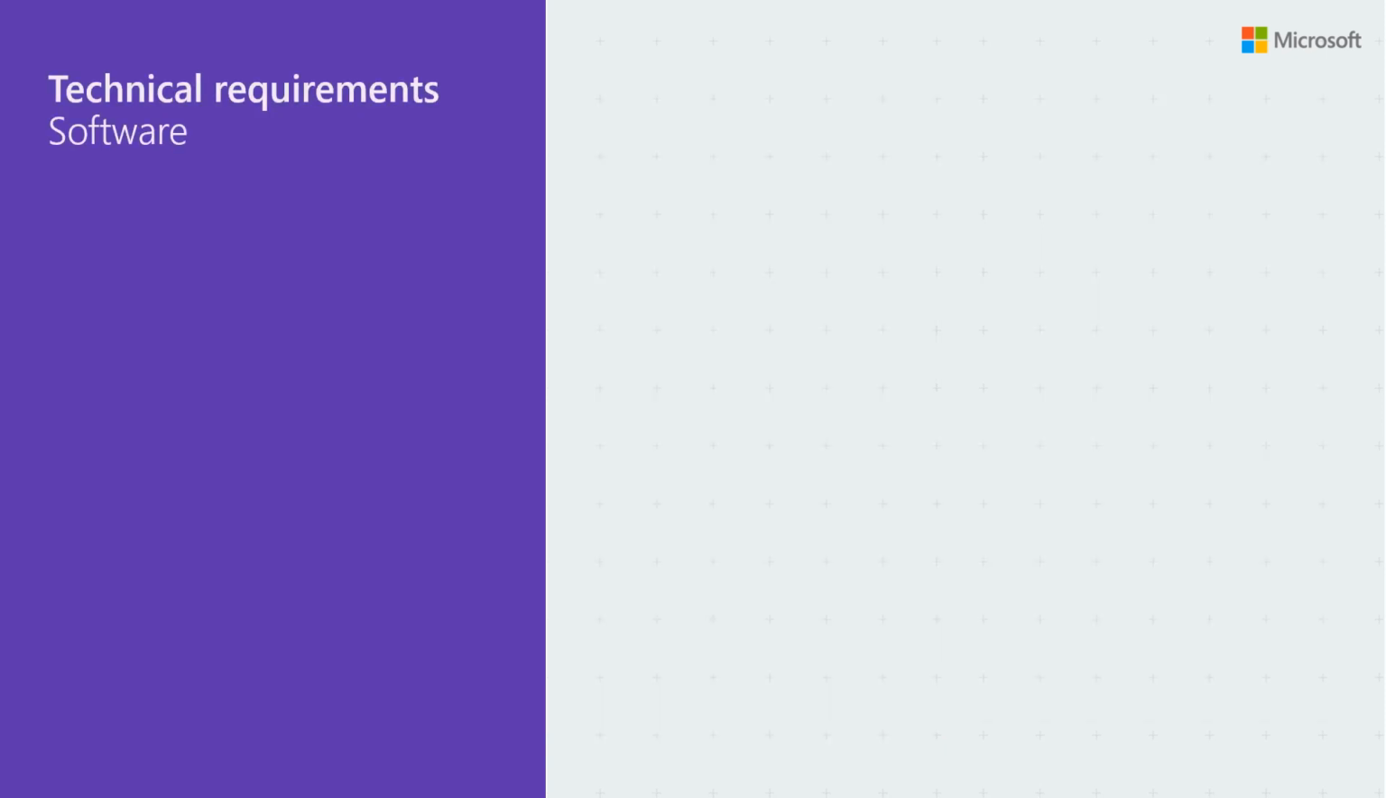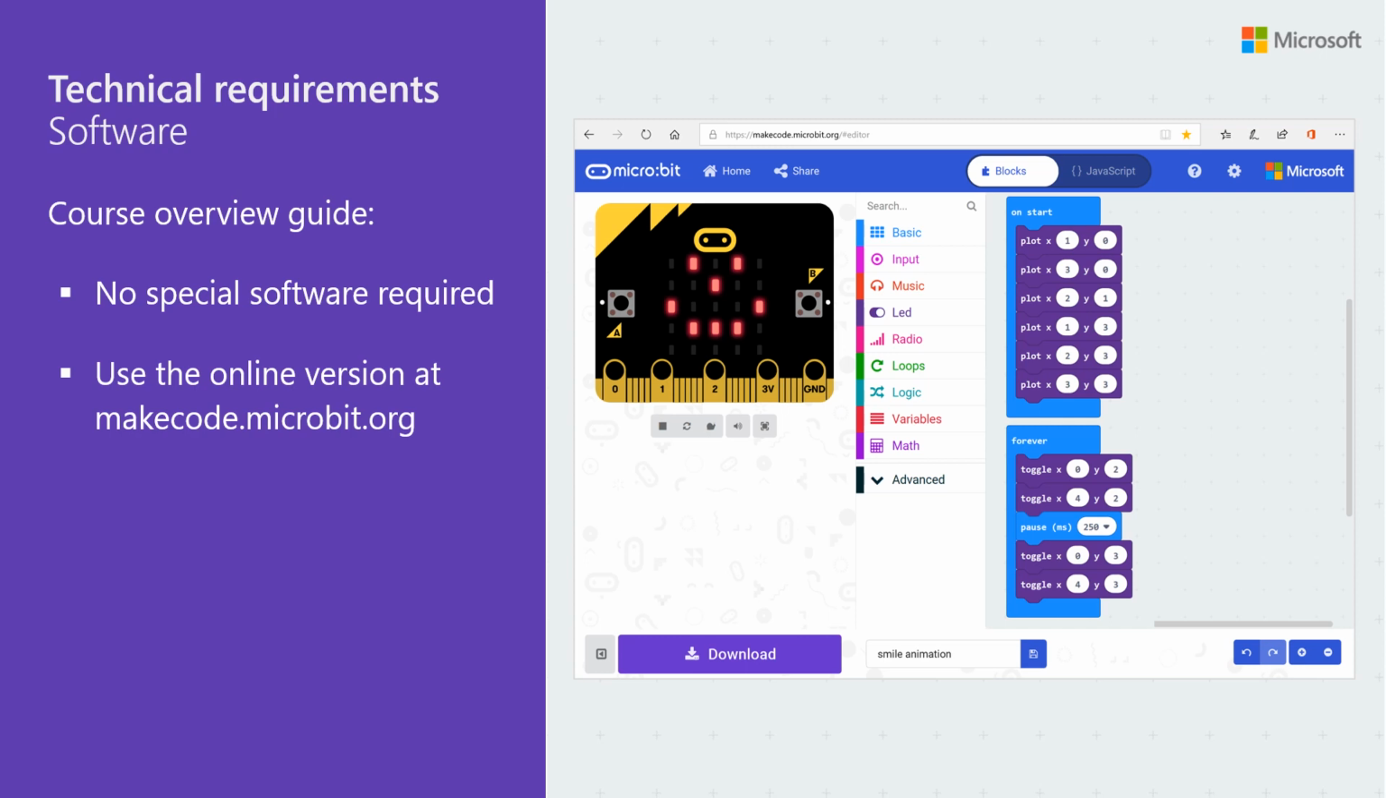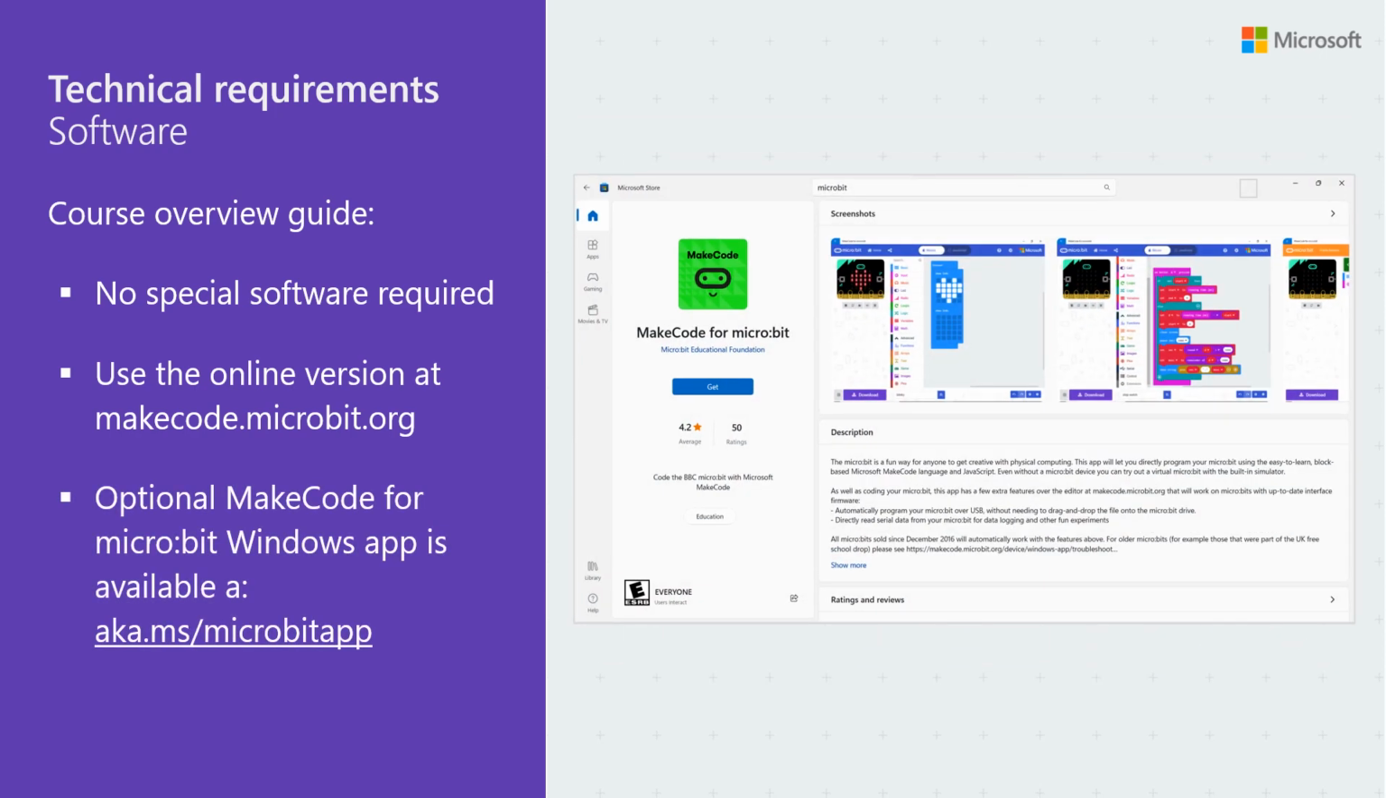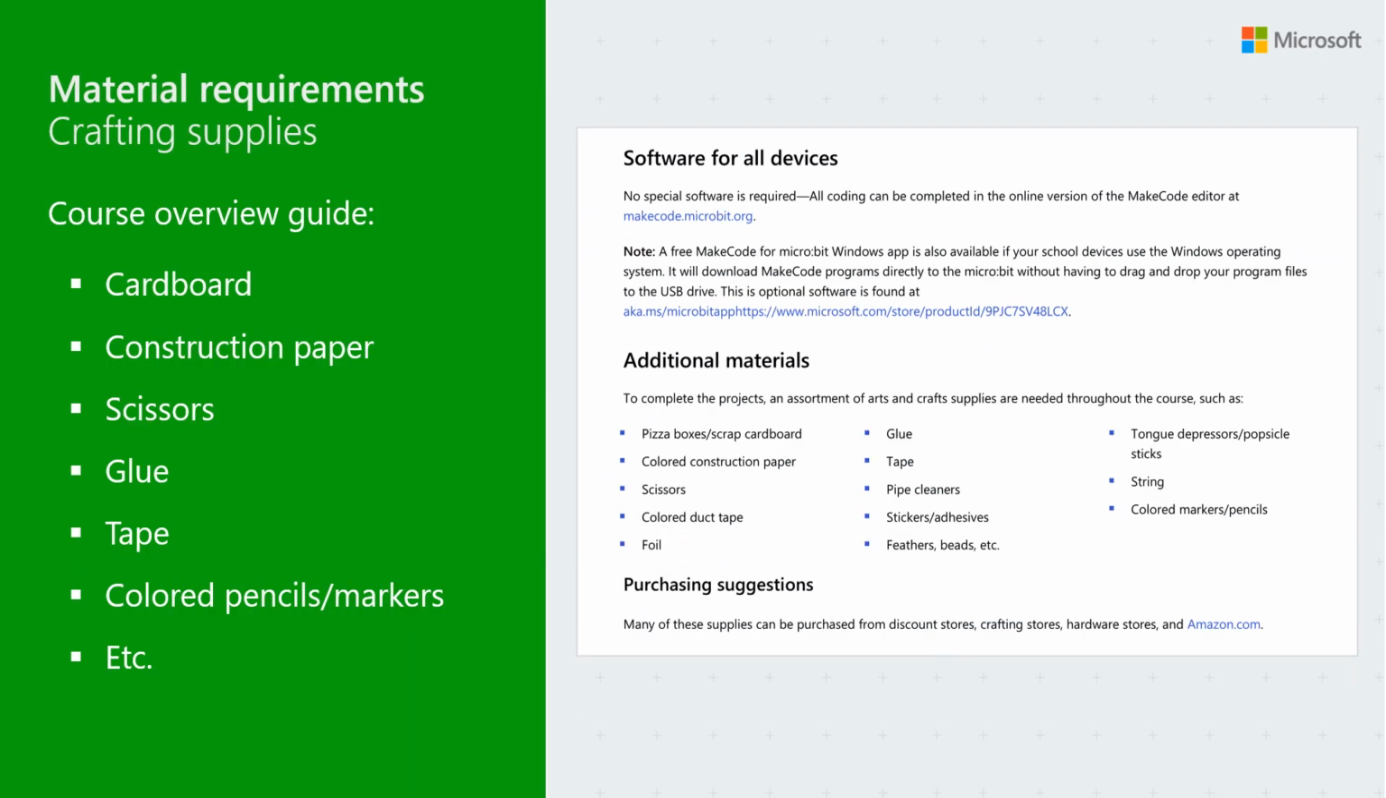Now, in terms of software requirements, no special software is required because all the coding can be done in the online version of the MakeCode editor at makecode.microbit.org. If your devices use a Windows platform, another option is the free MakeCode for Microbit Windows app that's found at aka.ms/microbitapp. Now, to complete the projects, you'll need an assortment of arts and crafts supplies. So you can see the guide for a complete list and purchasing suggestions.